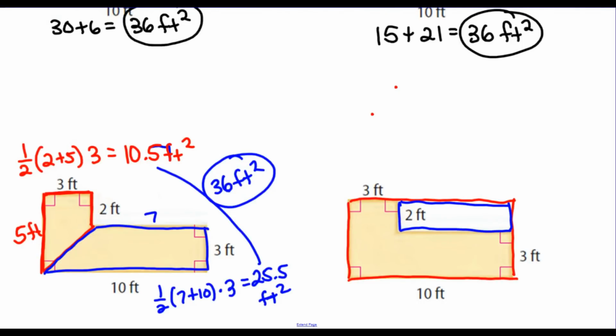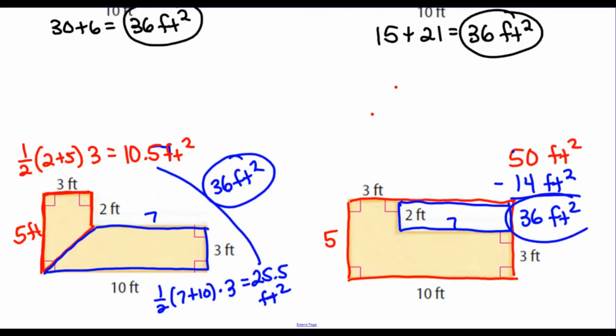Now the large rectangle is 10 by 5 or 50 square feet. And then we're going to subtract the area of the blue, which is 2 by 7 or 14 square feet. So 50 minus 14 is, you guessed it, 36 square feet.